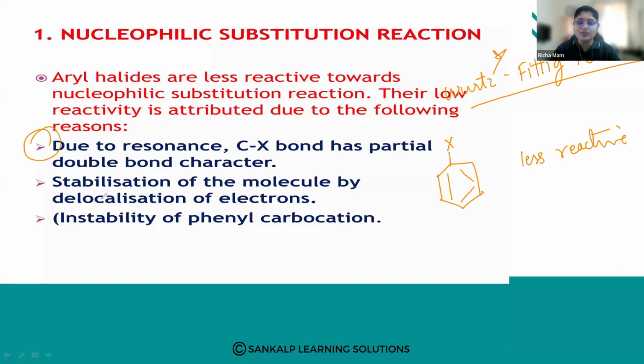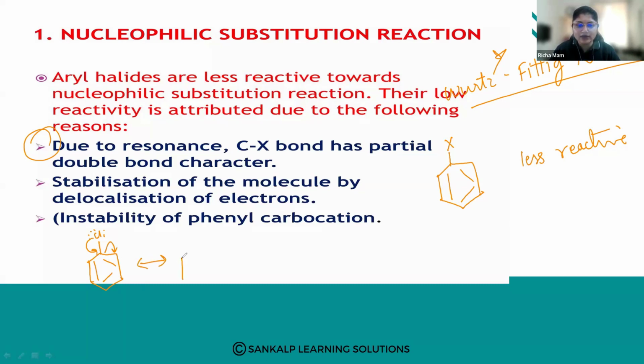Due to resonance, if we see the resonance structures of the carbon in the aryl halide, you can see that the C-Cl bond has a partial double bond character. So as a result, what will happen? The bond cleavage in haloarenes is difficult. So when you have a double bond character, what will happen?